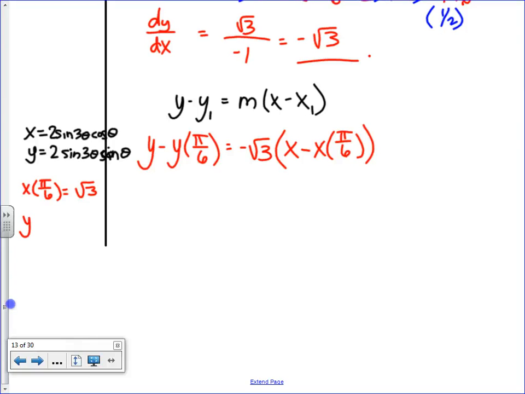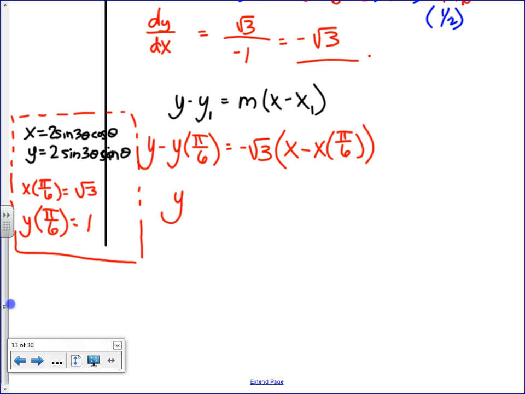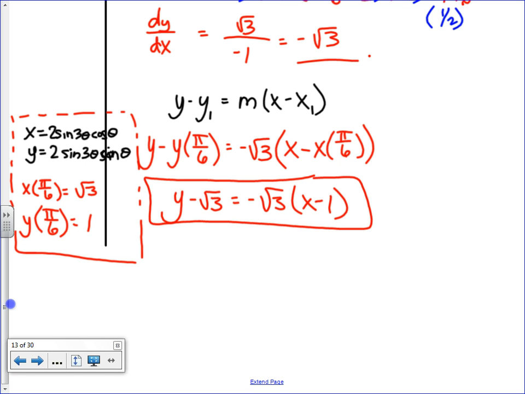And we did this a second ago, I think. Y of pi over 6, plug in: 2 sine of pi over 2 is 1, times sine of pi over 6, 1/2 times 2 is 1. And that's just kind of off to the side, right? I can go ahead and plug in. So then y minus root 3 equals negative root 3 times x minus 1. Did I switch them? I did switch them. Done.